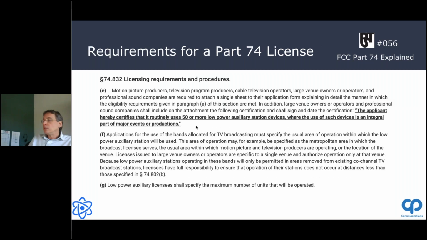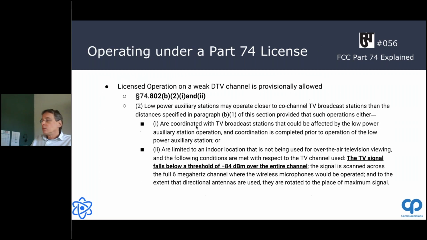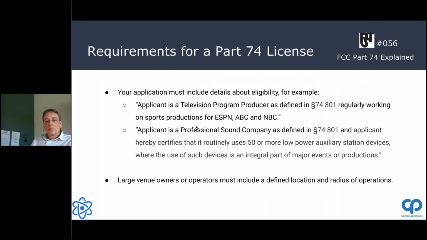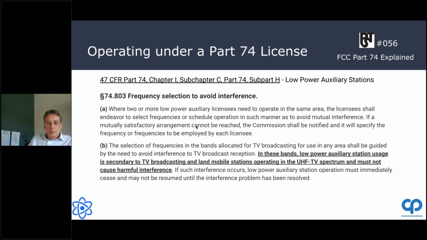So on my application, there were about 9 different bands that I applied for, starting at 76, 174, 470, 494, 450, 54 to 72, etc. Plus 653 to 657, 657 to 663, 488 to 494. So they were all specified out.